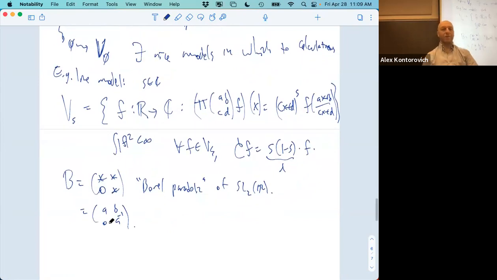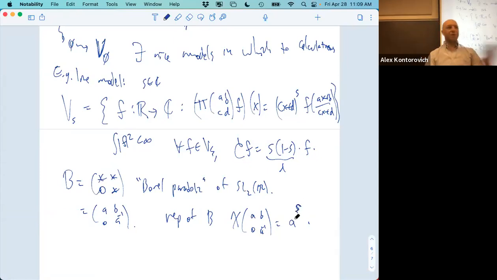Okay, and a character representation of this will be a character on A. So a representation of B is a function chi that takes A to some power. So that A is basically R cross. It's one dimensional. What are the characters on this one dimensional group? This is exactly what we use for Mellin transforms, right? That A to the S is exactly what's happening here.